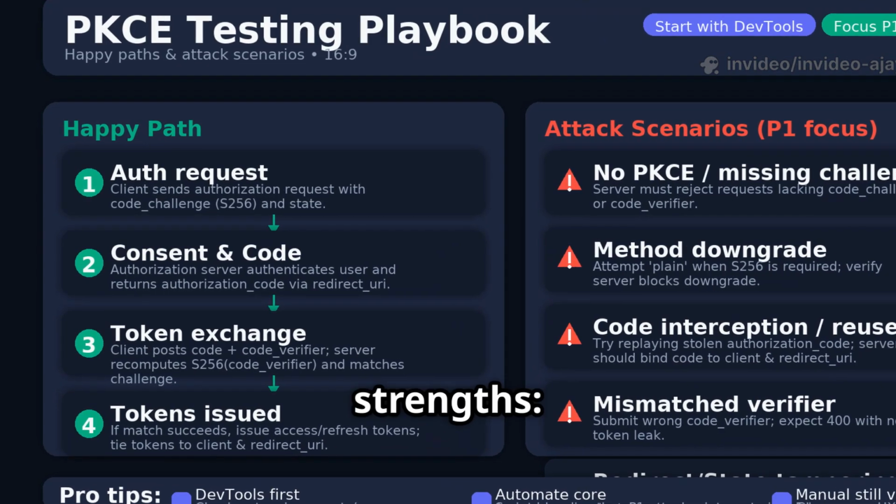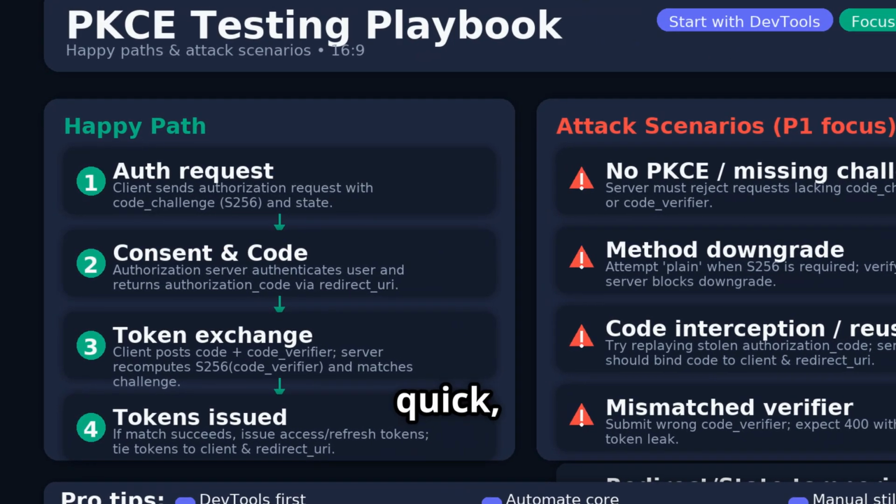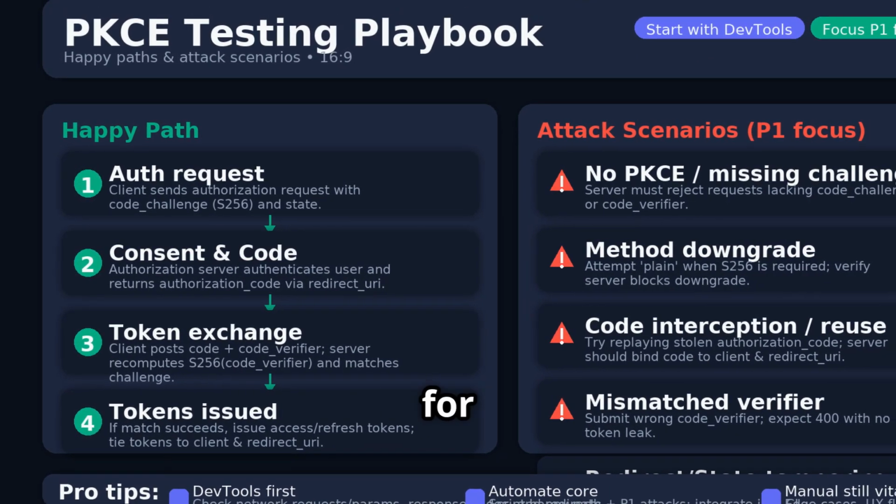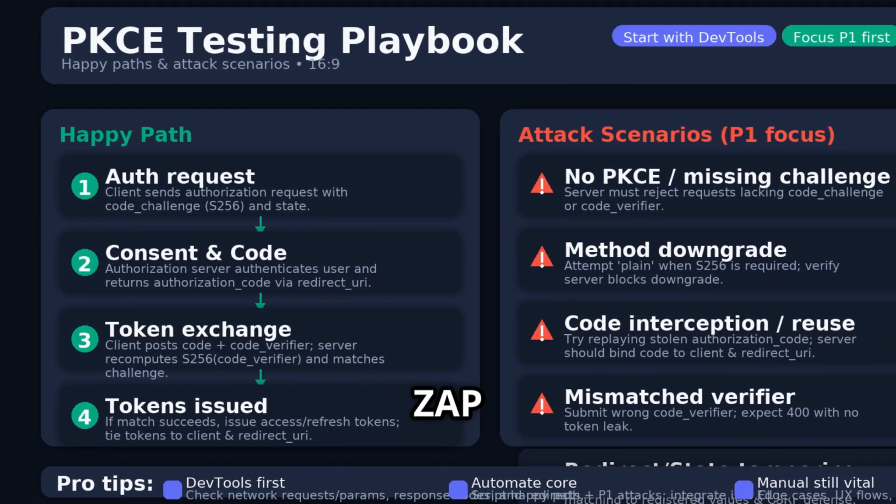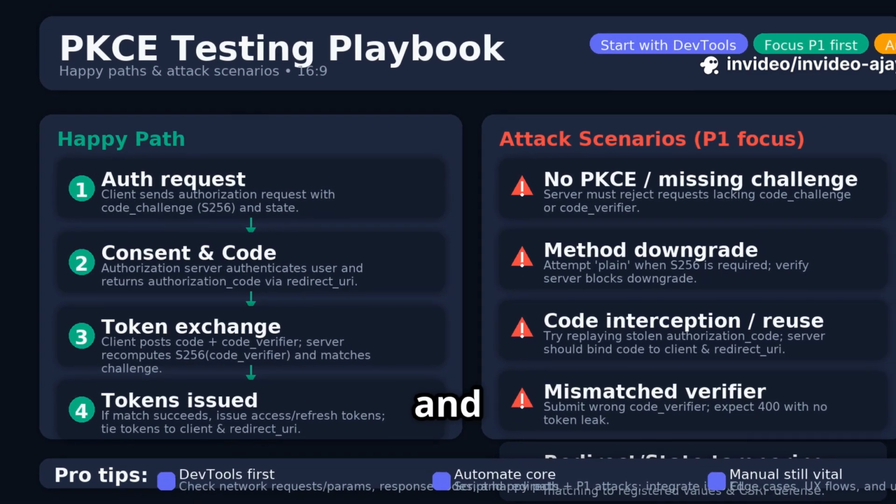Leverage each tool for its strengths. Use DevTools for quick, real-time feedback, JMeter for API and load testing, ZAP for automated security scans, and custom scripts to validate client-side behavior.